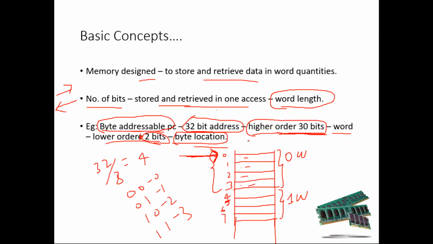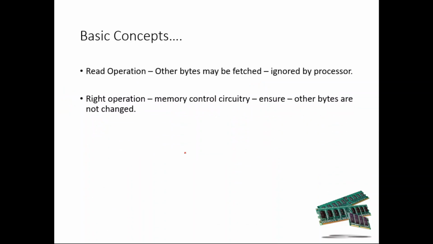For example, if the higher order 30 bits refer to this address, then 00 will refer to this byte, 01 will refer to this byte, 10 will refer to this byte, and 11 will refer to this byte. So when you want to access a particular byte, the 32-bit address can be divided like this: the higher order 30 bits refer to the actual address, and the lower order 2 bits refer to the byte location.